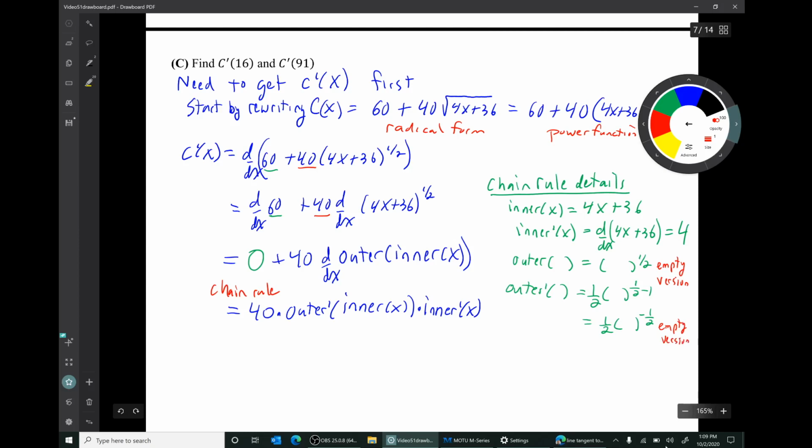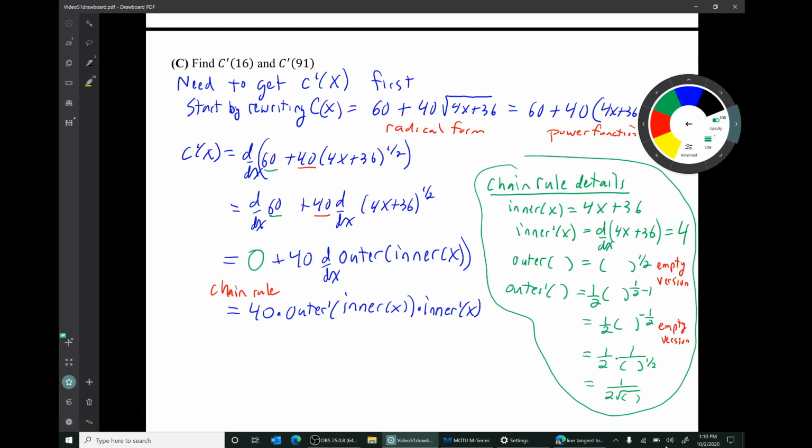So its derivative is 1/2 times parentheses to the negative 1/2. But as is always the case, when we end up with an expression that's in power function form, we want to convert it back to a more convenient form, either positive exponent form or, in this case, radical form. So there's our outer prime. So we're ready to assemble all the parts to make C prime of x.